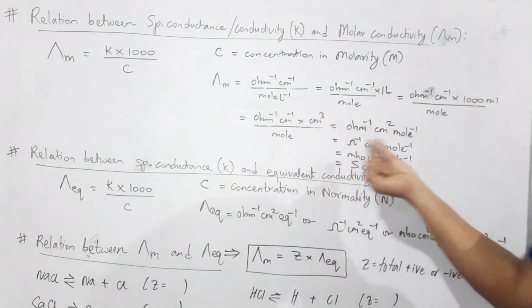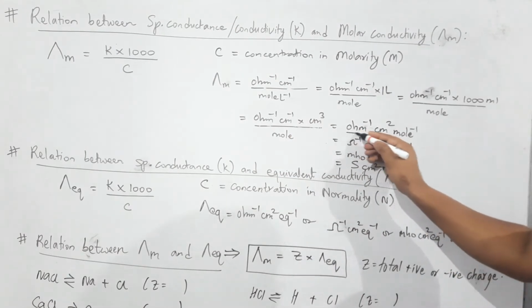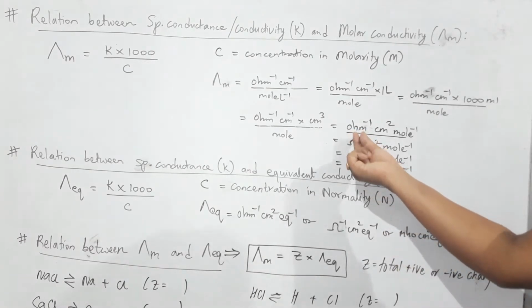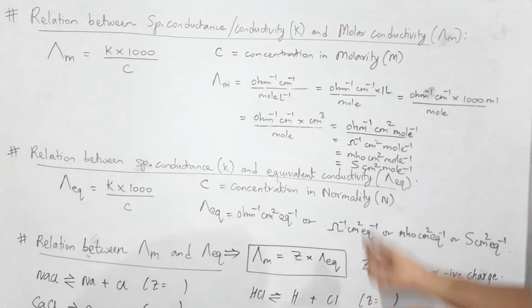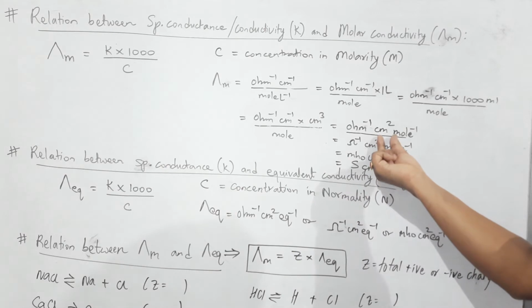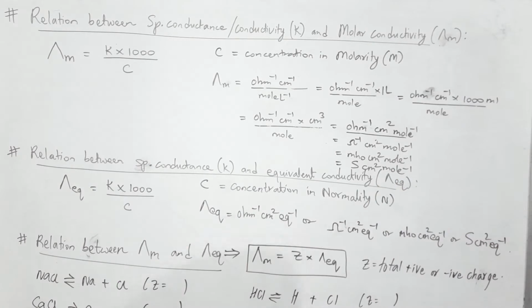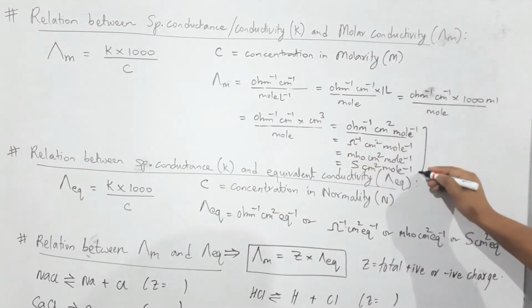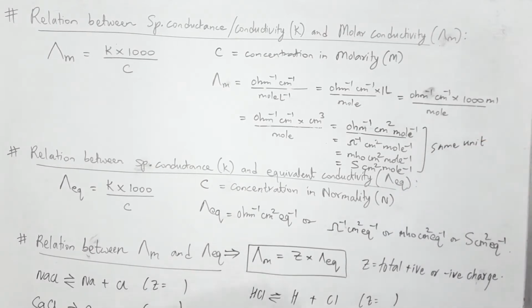If mole goes down to the denominator, it becomes mole inverse. And this becomes the unit of molar conductance, lambda m. But as I have already told you, ohm inverse can be replaced with omega inverse, mho, or Siemens. The other part, centimeter square mole inverse, is the same. So ohm inverse, omega inverse, mho and Siemens all mean the same. They are not different units but the same unit of molar conductance.